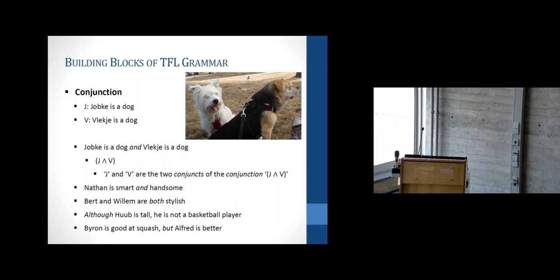Now you might say, wait, although has more meaning to it. It indicates some kind of a conflict or difference. That's true, but in true functional logic, we ignore these intricacies of English or other languages, and we just take it to mean a conjunction. Another word in English that takes this role is but. So Byron is good at squash, but Alfred is better. This is a conjunction. Byron is good at squash, and Alfred is better than Byron.